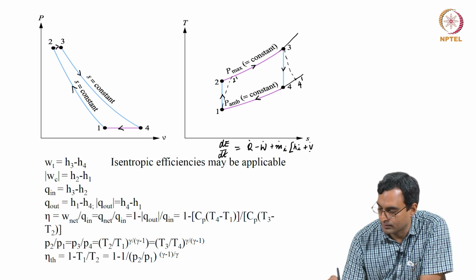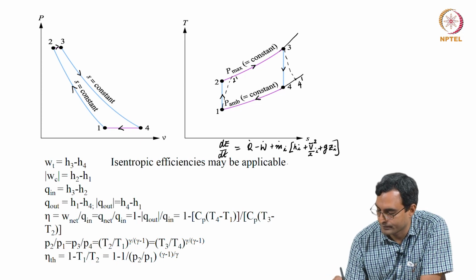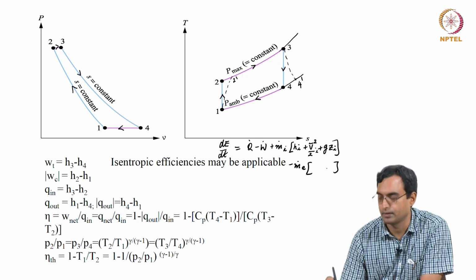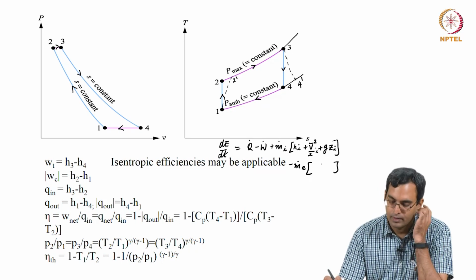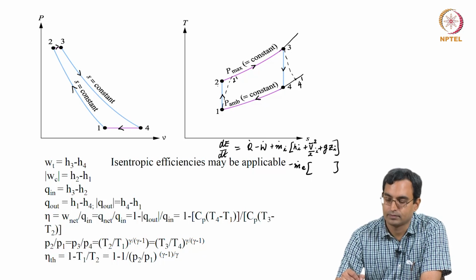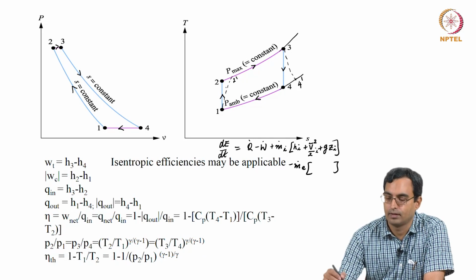Kinetic energy, or V square by 2 plus gz, minus m dot E into the similar kind of term is what we would have. If we had to look at the compressor, 1 to 2 happens in a compressor, 3 to 4 happens in a turbine, 2 to 3 and 4 to 1 happen in heat exchangers.